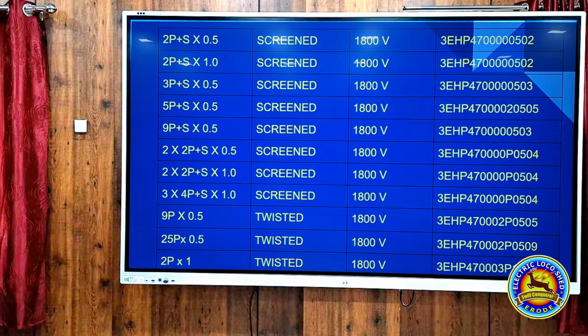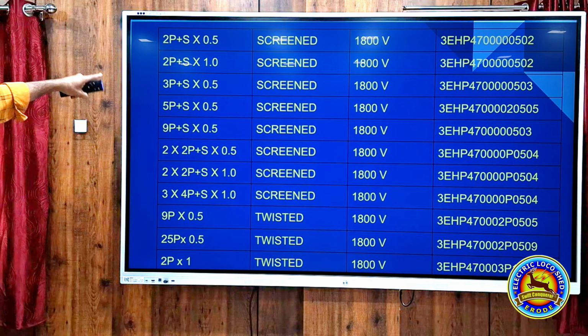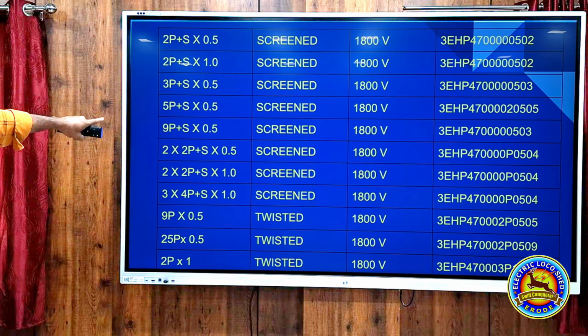That is 2 pair plus screening into 0.5. That is 2 cables will be there and the screening will be there. Its corresponding drawing number is mentioned there. Like that, 3 is there, 5 is there, 9.